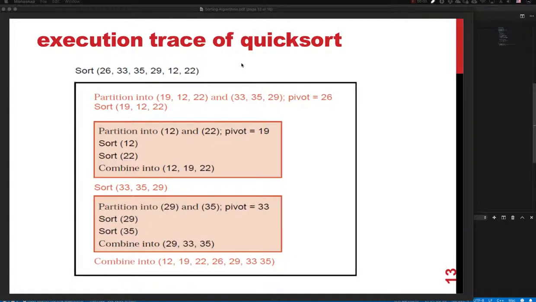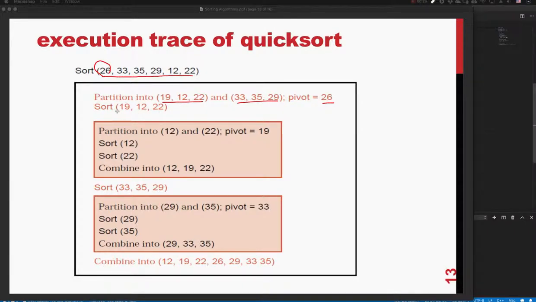This is an example of execution trace of a quicksort. Suppose we have data as follows. Then this one is used as a pivot. So we are going to divide into two by partitioning. If you do partition, those on the left of a pivot and those on the right of a pivot, and then we recursively sort the left side first.